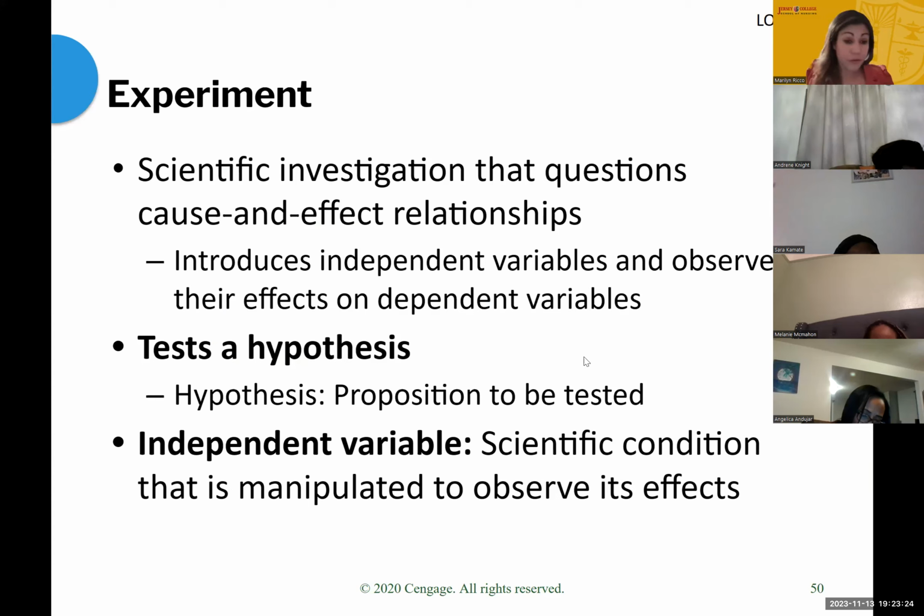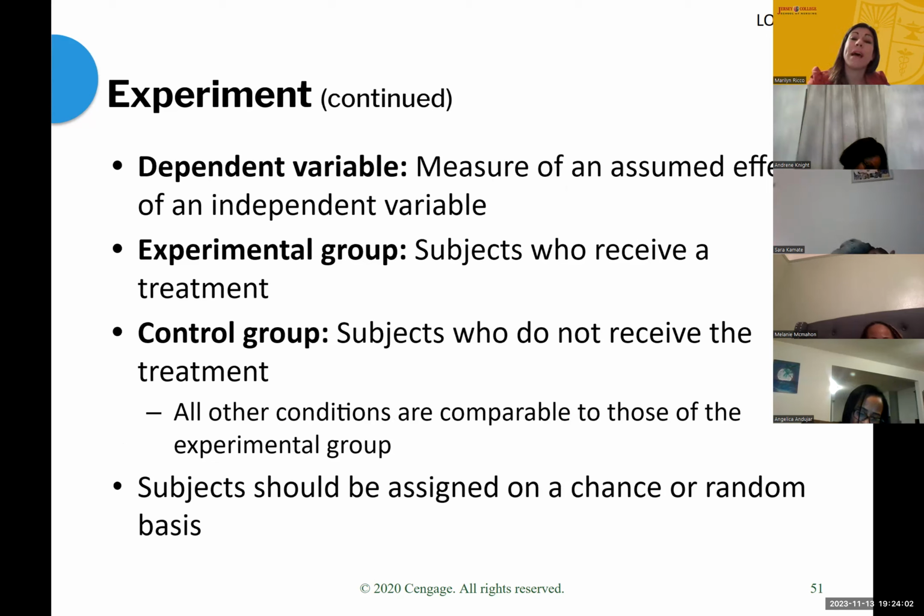In experiments, you've done experiments at some point in your life in school, a scientific investigation that questions cause and effect relationships. It introduces independent variables and observes their effects on dependent variables. You test a hypothesis, a proposition to be tested, right? So your hypothesis may not work, it may work, whatever it is, but it's a test, it's an experiment. The independent variable is a scientific condition that is manipulated to observe its effects. And then the dependent variable is the measure of an assumed effect of an independent variable. We have two types of groups within that: an experimental group and a control group. The experimental group is the subjects who receive the treatment, and the control group is the subjects that do not receive the treatment. All other conditions are comparable to those of the experimental group.